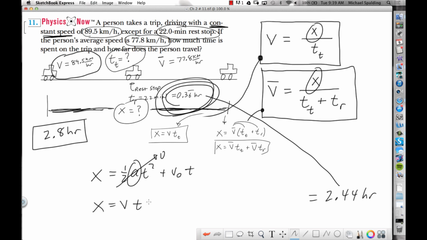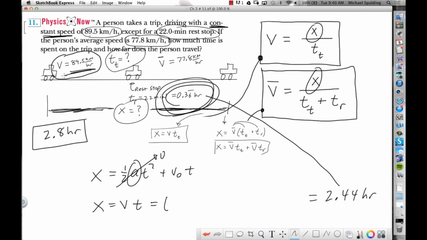You know, it's like this, guys. If you're moving at 50 miles an hour for 1 hour, how far did you go? 50 miles. How about if you're going 50 miles an hour for 2 hours? 100 miles. All you're doing is you're taking your velocity and multiplying by the time. And that's assuming no acceleration. That's assuming constant speed.